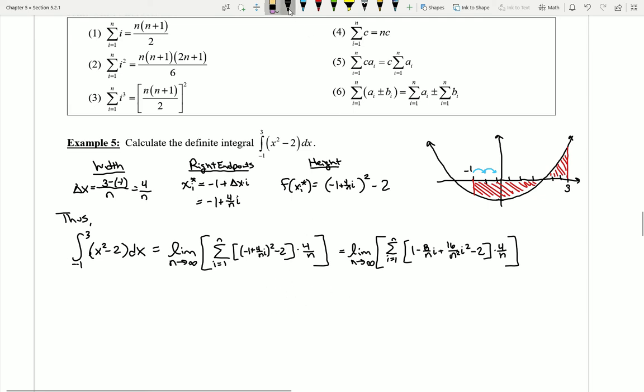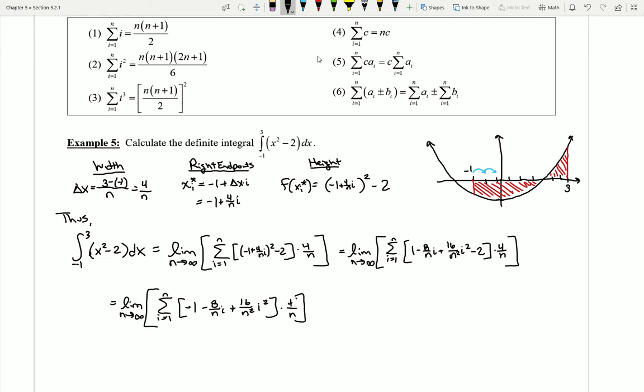Now, I'm going to go ahead here and continue to work with this. What I'm going to be left with now is a limit as n approaches infinity. On the inside, I have my summation. And now I can combine my 1 and my negative 2 to make minus 1. And then I still have my minus 8 over n times i, I still have my positive 16 over n squared times i squared, and I have times this 4 over n here at the back.